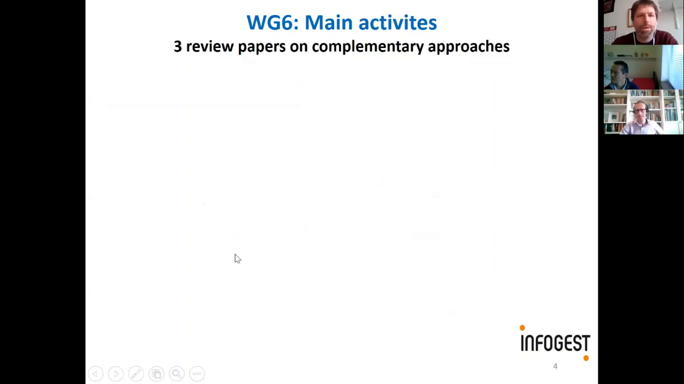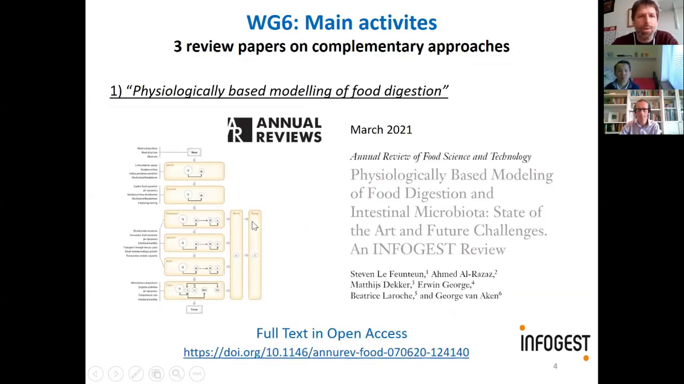We also launched 3 review papers on complementary approaches. The first one was related to the physiologically based modeling of food digestion. So models that have adopted a systems view approach, and more particularly on compartmental models. Here is a small illustration of it. And I'm happy to say that it is now accepted in Annual Review of Food Science and Technology. The paper is in open access, so you can download it. For now, it is only the uncorrected proof version, but the final version of the paper should come out in a few days or weeks from now.